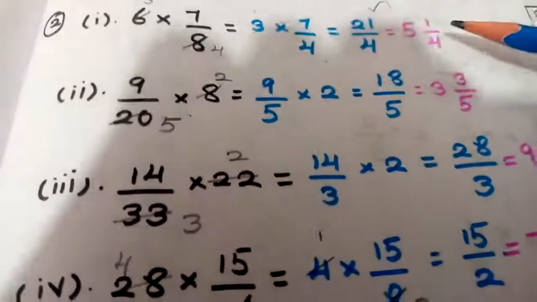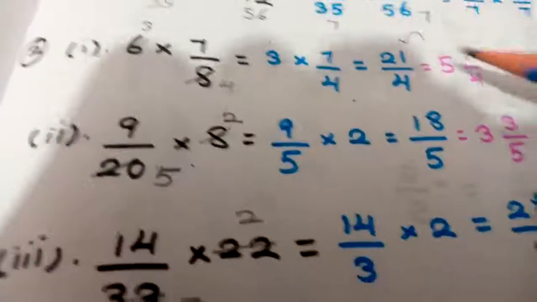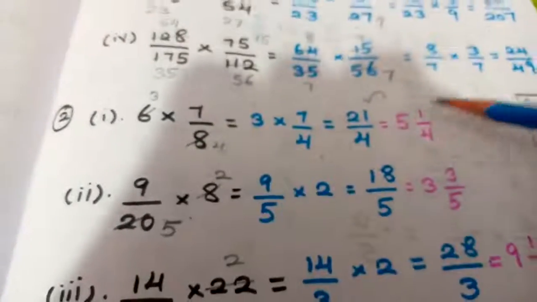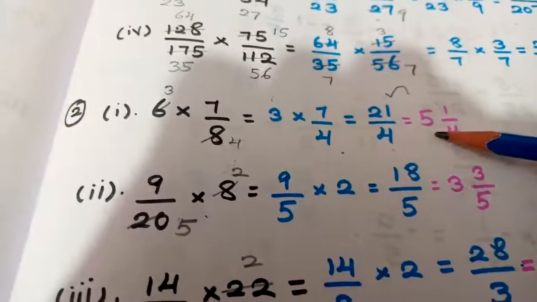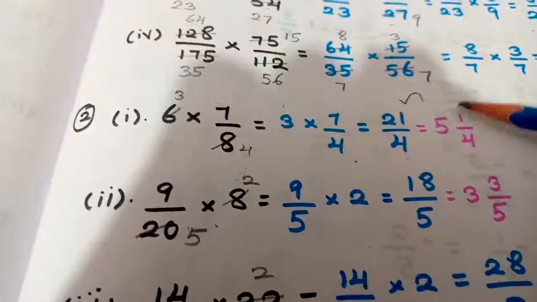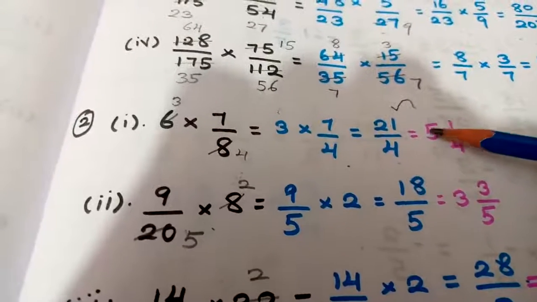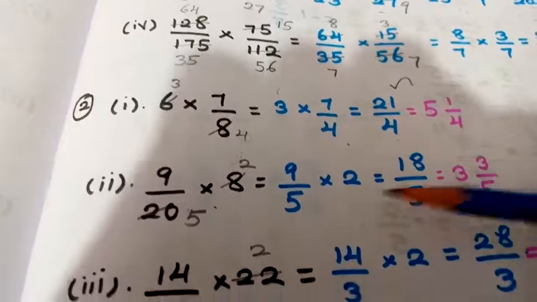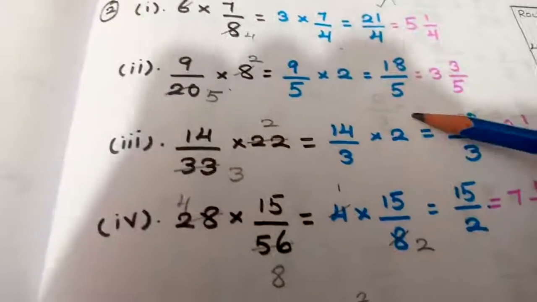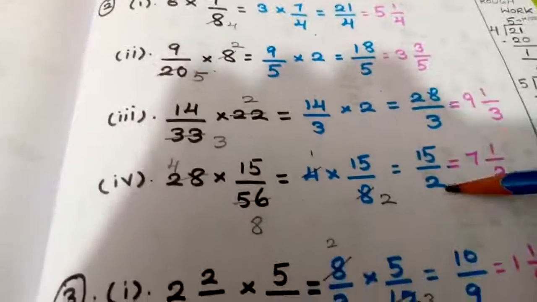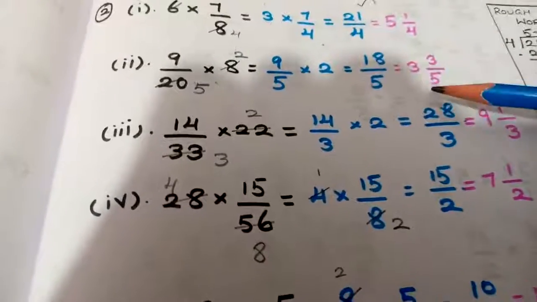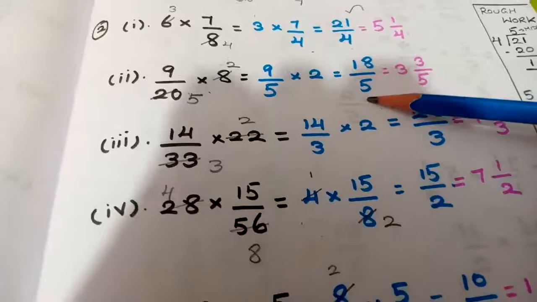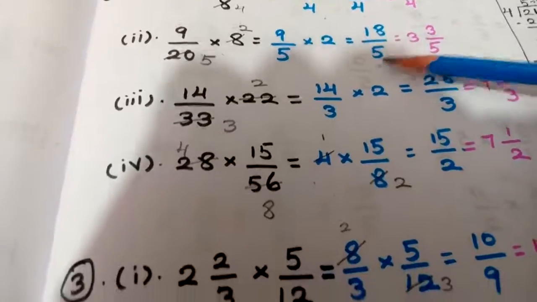You are going to convert this into mixed fraction. 21 by 4 is also the correct answer, or if you want, you can convert this into mixed fraction as it is given in your book. 5 1 by 4. That is 5 4s are 20, 20 plus 1, 21 by 4. That is the concept of the sum. Same way, you are going to do the remaining problems in part 2. And if you want, you can convert this into mixed fraction, or you can just keep it in the form of fraction itself.